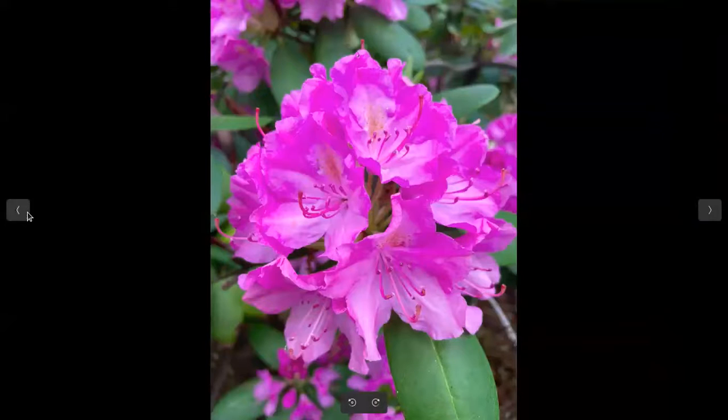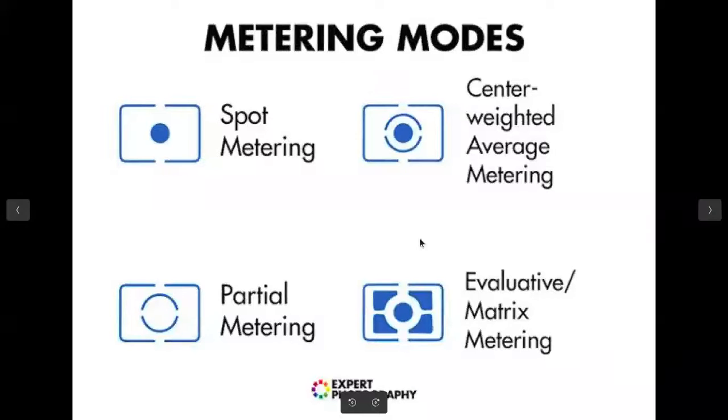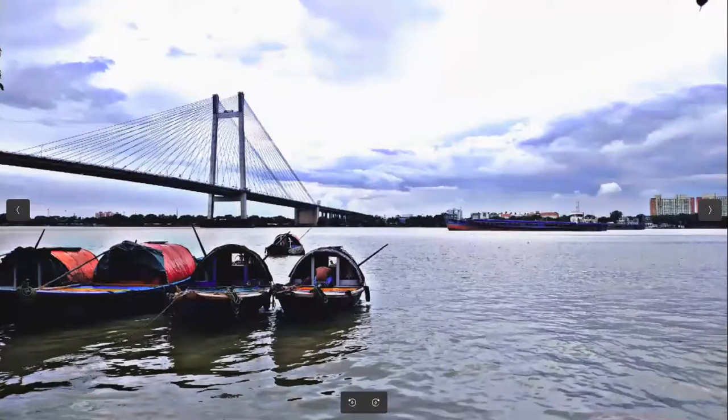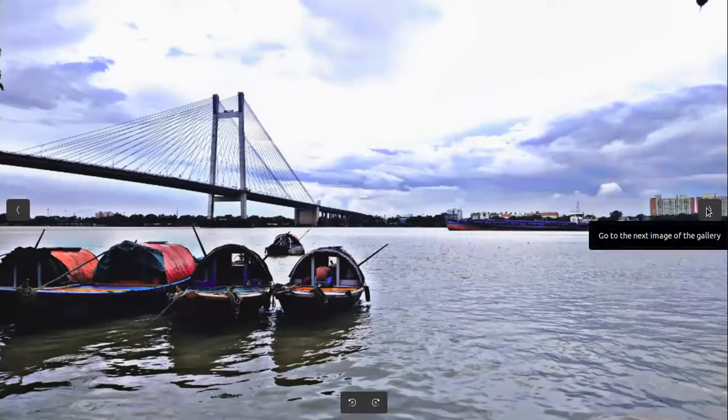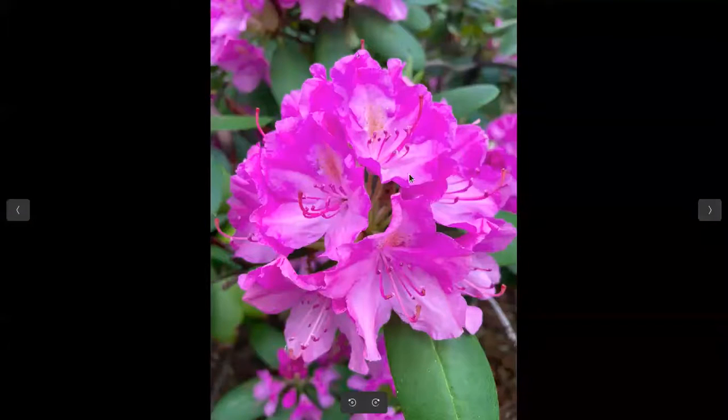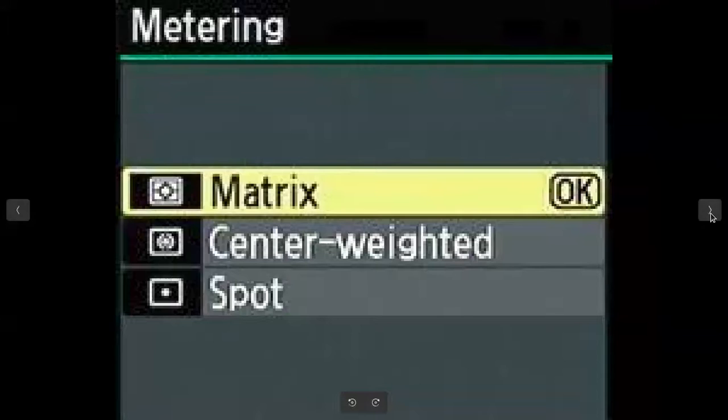So depending on the scene that we are considering, we have to engage the exact metering mode to get the proper exposure. When all the elements are being considered, I will be engaging evaluative or matrix metering mode. For this type of thing, I will be using center weighted metering mode. And for this type of thing, I will be engaging spot metering mode, right?